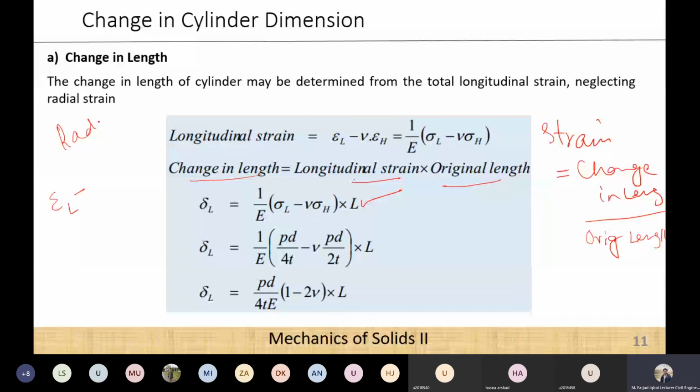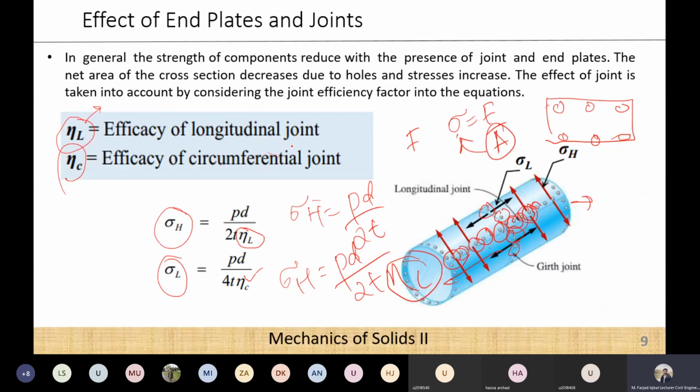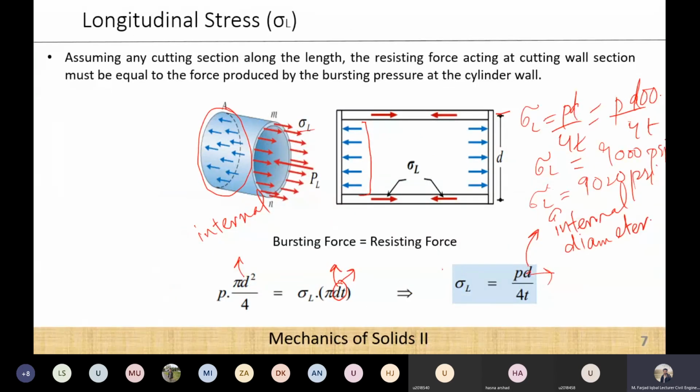So the first thing that we are going to develop is the formulation for the change in length. If you look at this figure of the longitudinal stress, you can see that this longitudinal stress is causing the change in length of the cylinder. If I want to calculate how much change is being produced in the cylinder, I will use this simple formulation: strain is equal to change in length over original length. So which strain is causing the change in length? That is longitudinal strain, right? Any confusion up till this point?